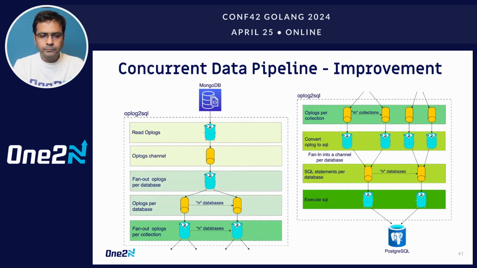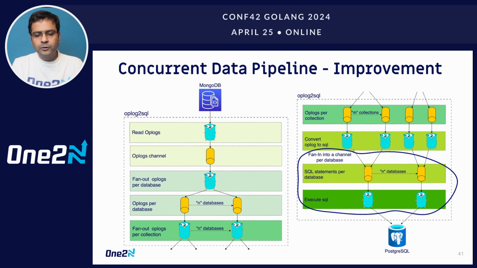What can we do? Can we do better, right? So what we do in this case is we keep most of the pipeline the same, but instead of fanning out for Postgres writes, we fan them in. Remember, we don't need to create n multiplied by m connections to the database. If we can limit it to just n connections, one connection per database, that's good enough. And that's what we'll do here, right?